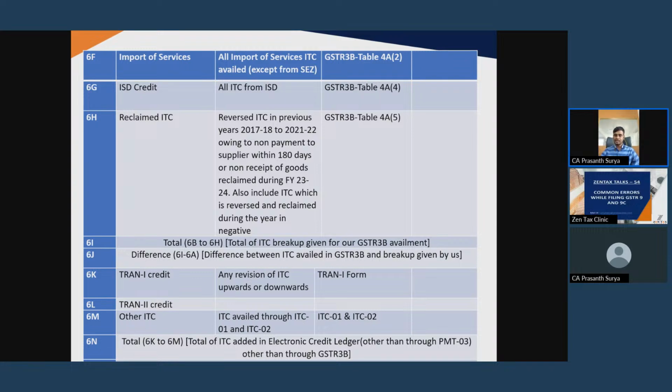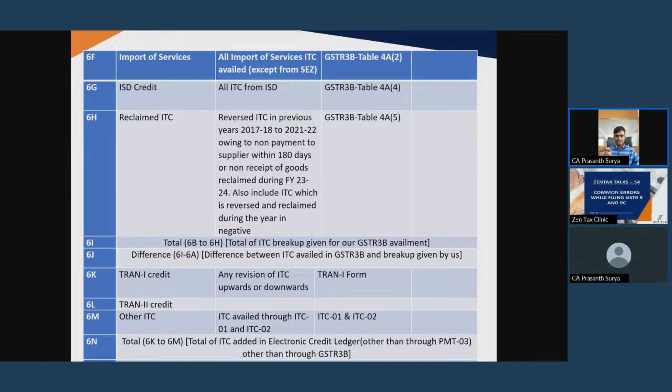So if there are any differences in table 8, please be prepared to pay for that, because there would be no recourse in the future to tell the department that we have not intentionally declared the difference. Table 8D, I am coming to that in the next slides. The relevance of reclaimed ITC reporting is in table 8D. That's why I was forced to skip some slides in between. So in table 6H, please note that you have to report ITC which was reversed in table 4B2 and subsequently claimed in financial year 23-24 itself in table 4A5.